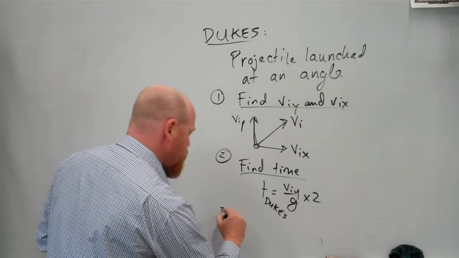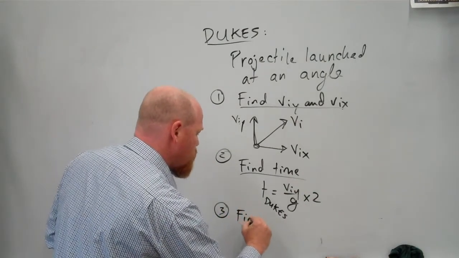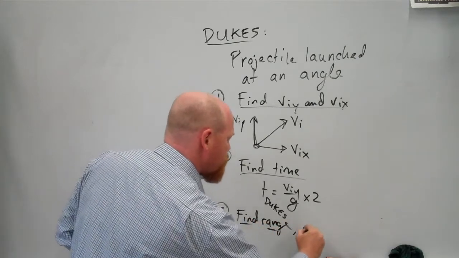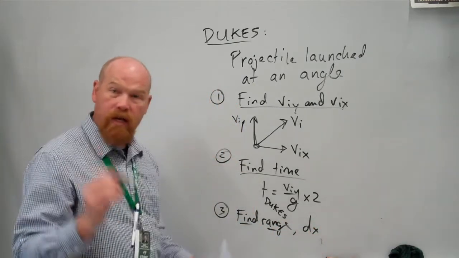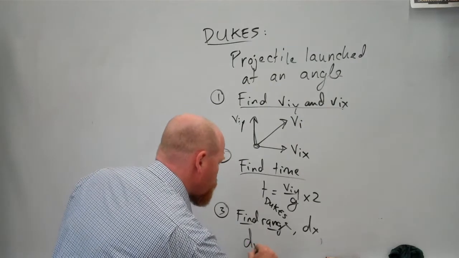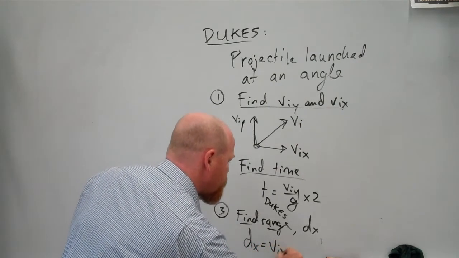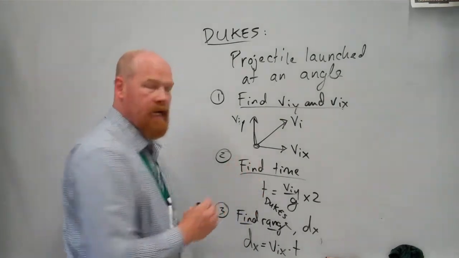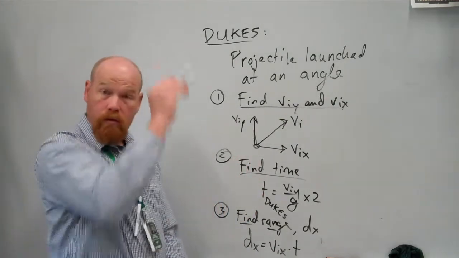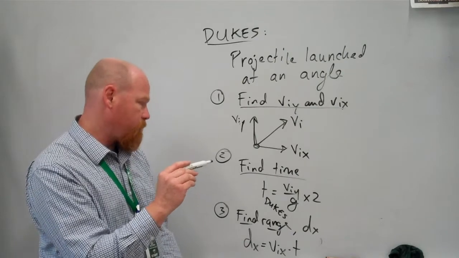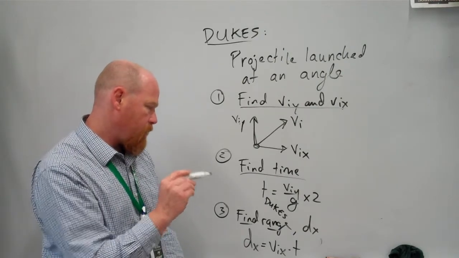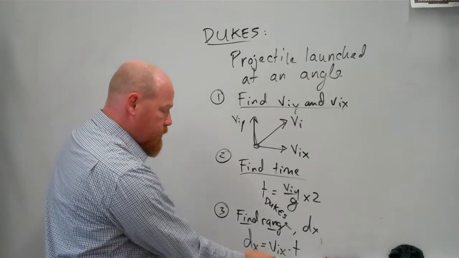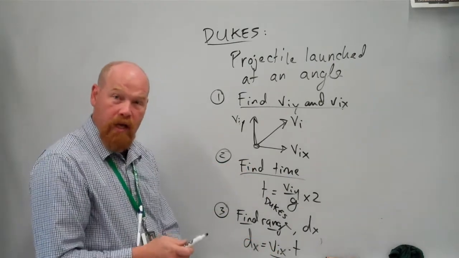And then range, which is dx. And for this you're going to use the same equation that we did before, which works out to be VIX times time, because you don't have any vertical velocity or vertical acceleration going sideways. Sideways, VIX remains the same.